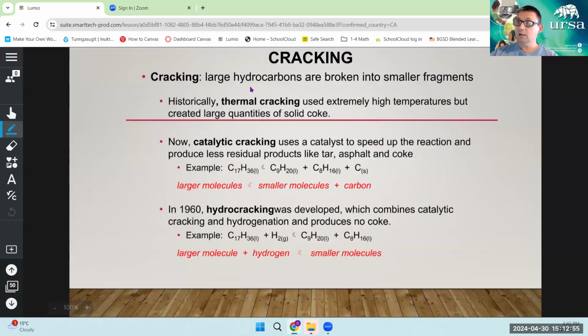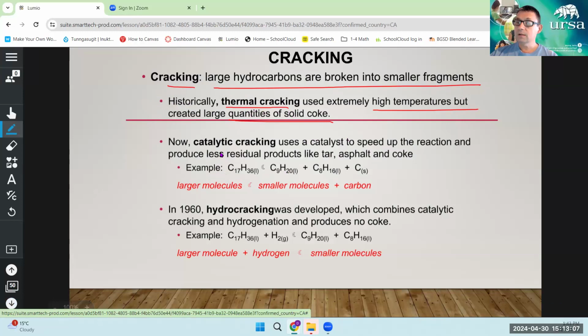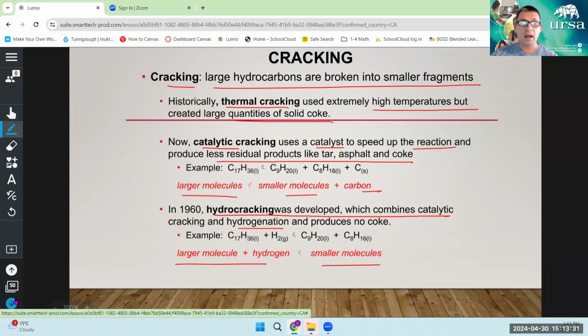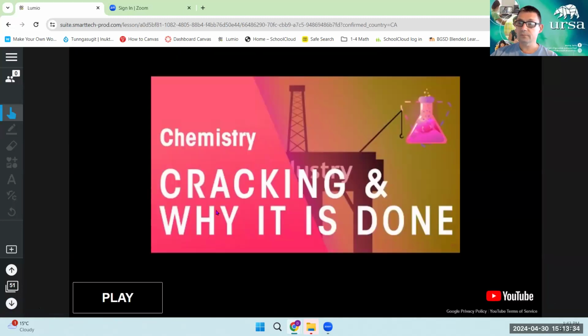The other thing that's done is that large hydrocarbons get broken into small ones through a process of cracking. Historically, it was thermal cracking. High temperatures create a large quantity of something called solid coke. Catalytic cracking uses catalysts to speed up the reaction and produces less of products such as tar, asphalt, and so on. So notice you're going from larger to smaller in carbon. In the 1960s, hydrogen was incorporated. Hydrogenation helps us do this: with larger molecules, you add hydrogen and you get smaller molecules. Of course, the molecules split, so you have to add hydrogen in to take up the space in between. So let's take a look at exactly what cracking is.